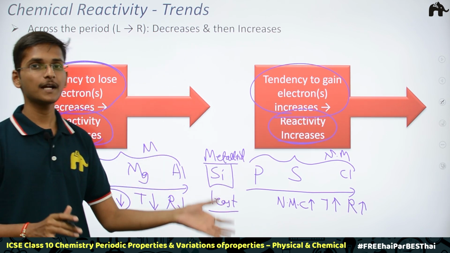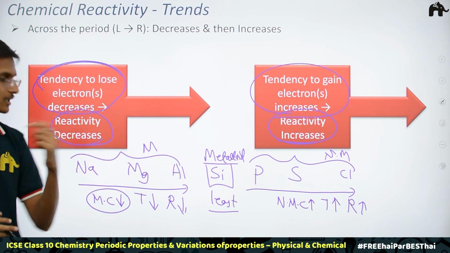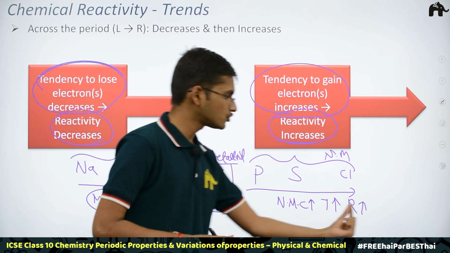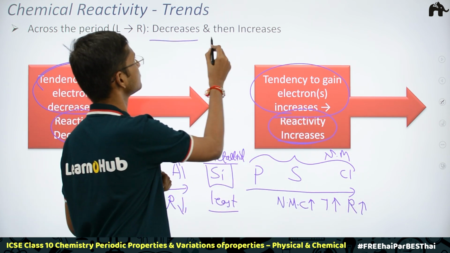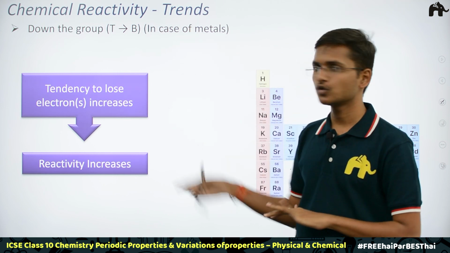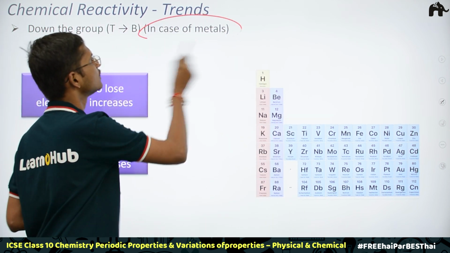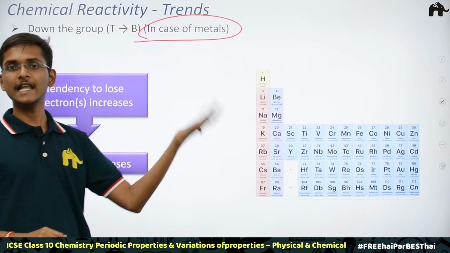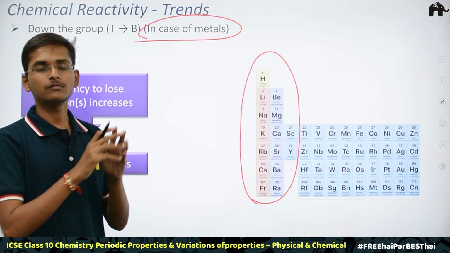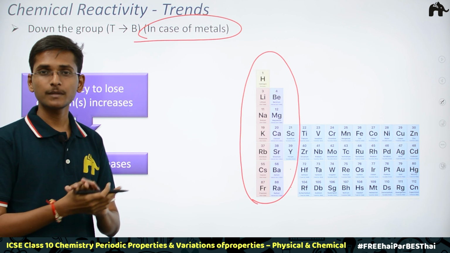Very simple. So we have reached the conclusion. When we move across the period from left to right, reactivity initially starts decreasing, and then it starts to increase. That's it. Very simple. Now let's see the chemical reactivity trend when we move down the group from top to bottom. But first, we are seeing this in case of metals. You all know metals are towards the left of the periodic table. More than 75% of the elements in the periodic table are metals, right?